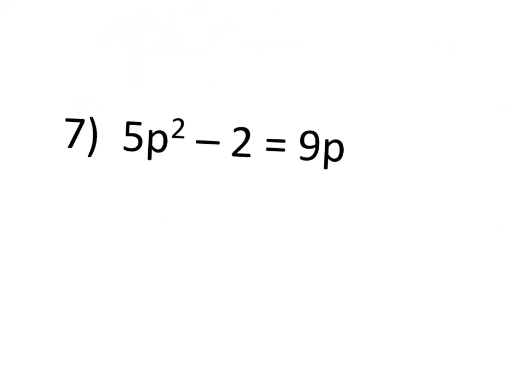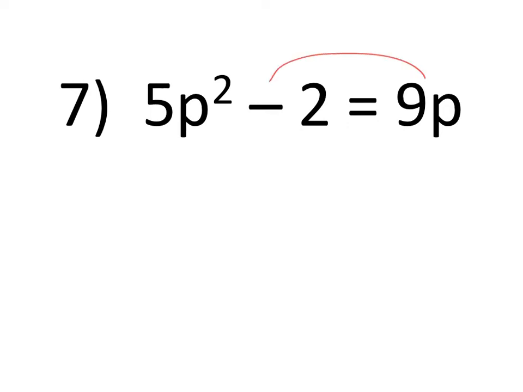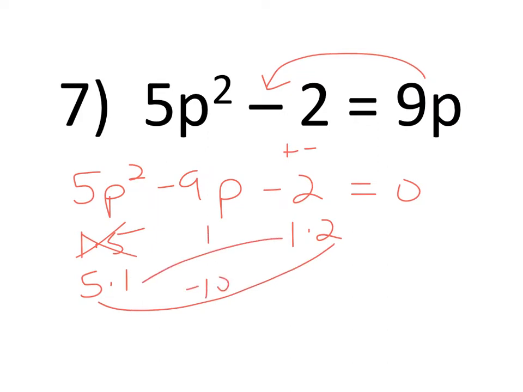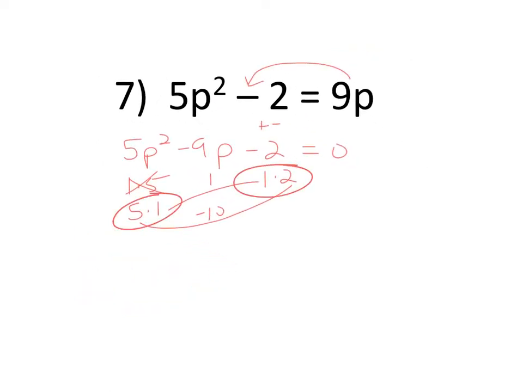Okay, on number 7, we're going to set equal to 0. We're going to have to drop that 9 into the middle. Remember, it's got to be in standard form. So 5p squared minus 9p minus 2 equals 0. All right, and I know I need a positive and negative combination here. So I've got 1 times 5 and 1 times 2. Now, when I do my inside-outsides, these won't work, so I'm going to have to flip one of them. So now I've got 5 times 2 is 10, 1 times 1 is 1, and I'm going to make the 10 negative to get that negative 9.